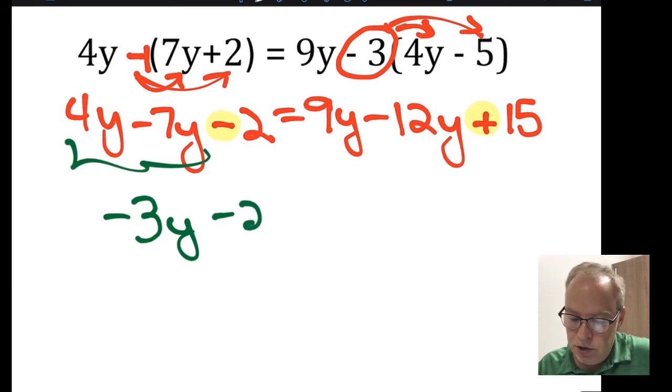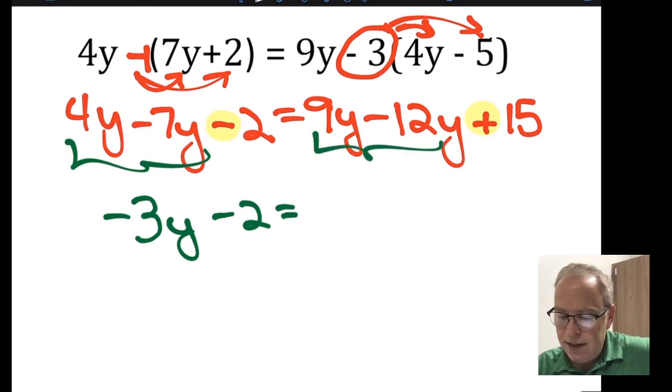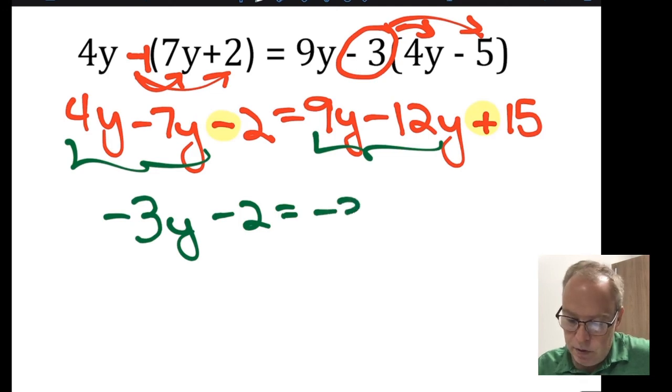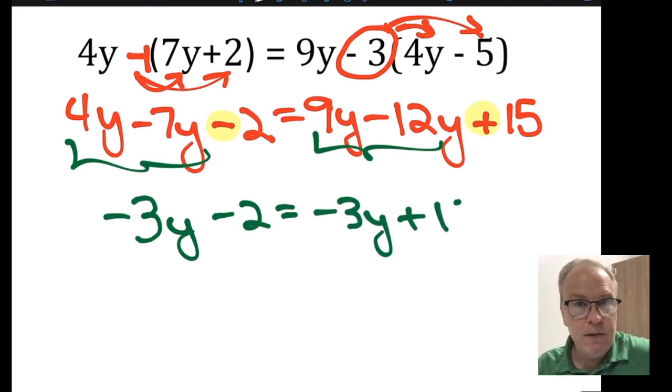All right, so minus 2 equals, now on the right side, I also have y's. So it would be y's to work with those. Yeah, get used to it. A lot of bad jokes in my class. All right, so negative 3y plus 15.